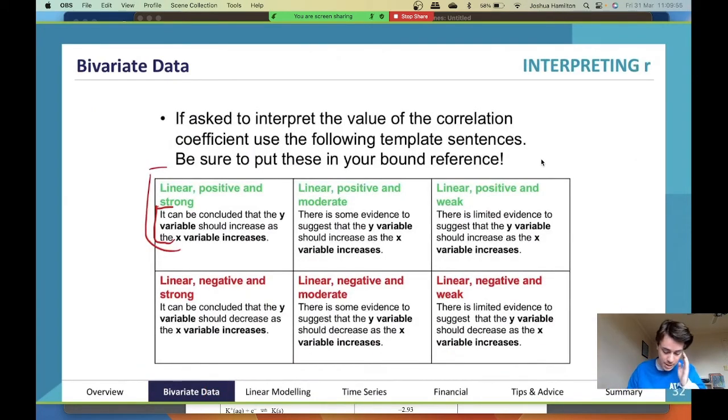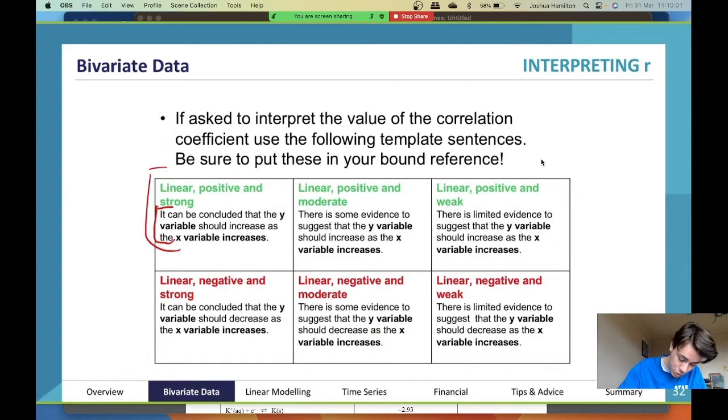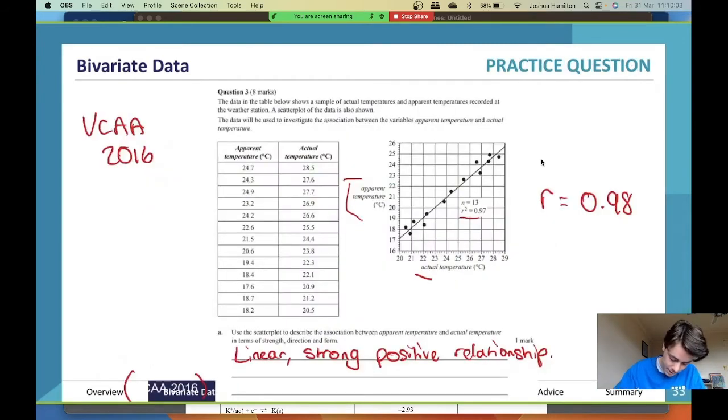And I'd say, it can be concluded that the Y variable, the apparent temperature, should increase as the actual temperature increases. So I've given a little bit of context to both. That's really important, so you put that in these lines here. It may not be worth a mark, but for completion's sake, it looks a lot better on your page.